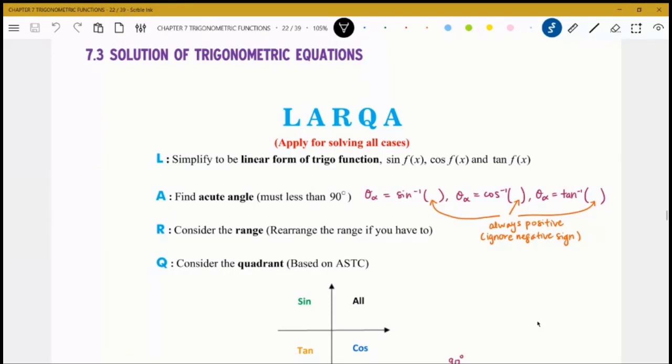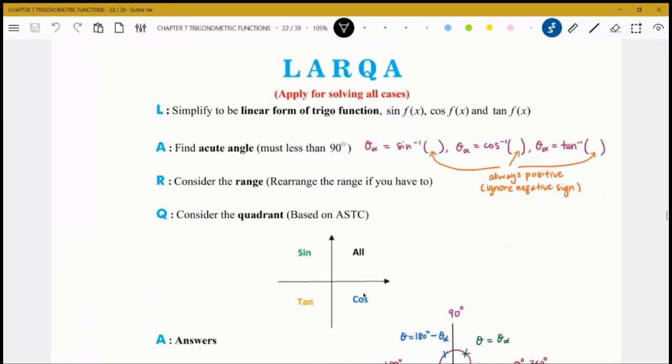Okay, and then second part, which is we have to find the acute angle. Your angle must be less than 90. And then range, which is we have to consider the range. Range ni akan diberi dalam soalan, tetapi kamu perlu rearrange sekiranya ada perubahan pada fx. Okay, and then we have Q stand for quadrant, which is we have to identify either is positive, negative pada sin, tangent dan juga cos, and then the last one will be answer.